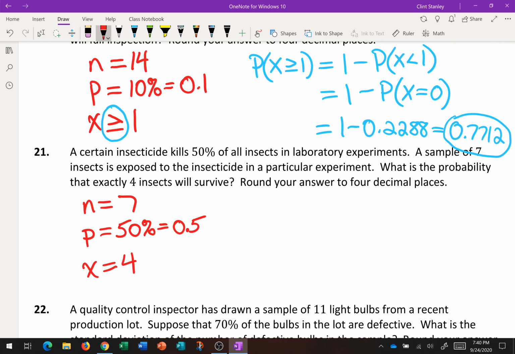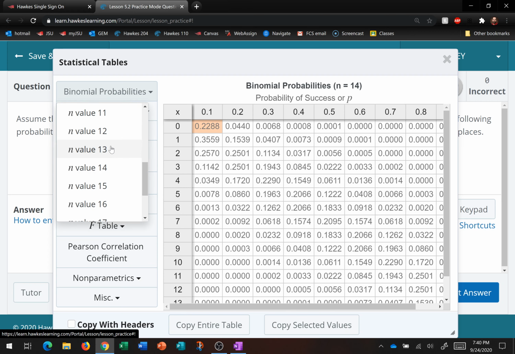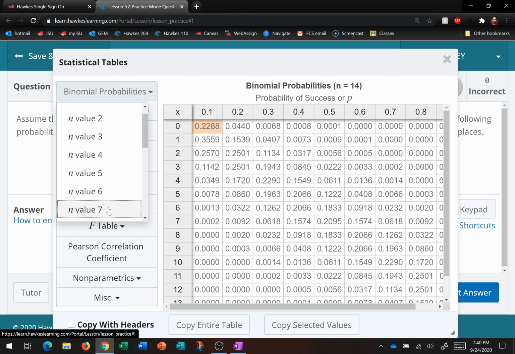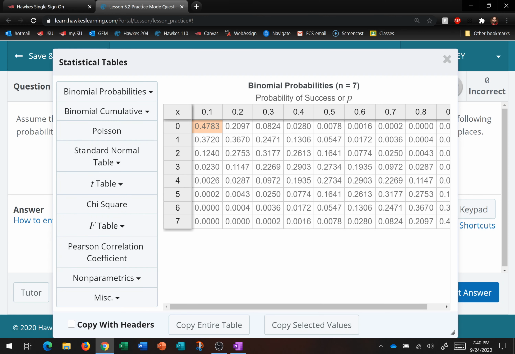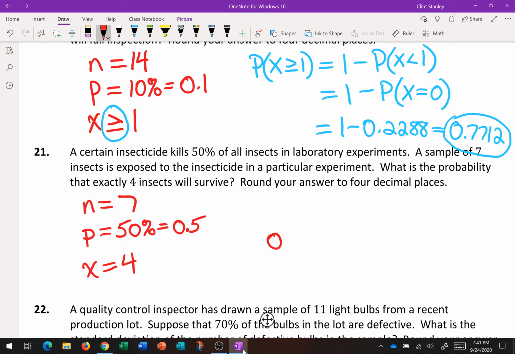You can use the formula for this one if you want to. But I'm just going to use the tables again here. So N is 7, P is 0.5, X is 4. So we're still in the binomial table. But this time N is 7, P is 0.5, X is 4. So our probability here is 0.2734.